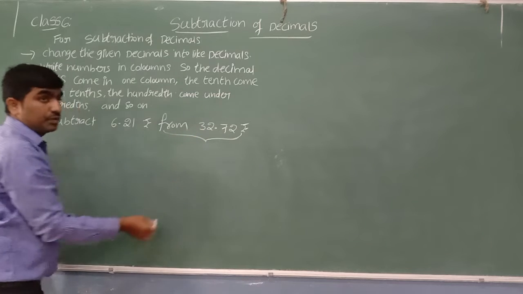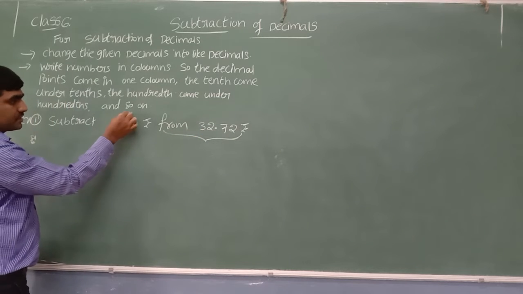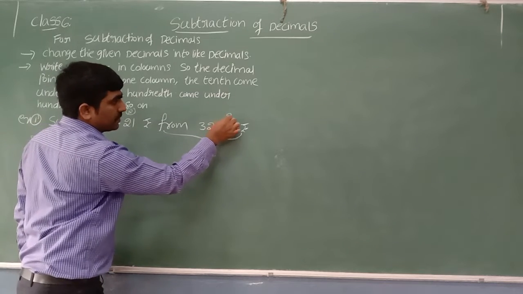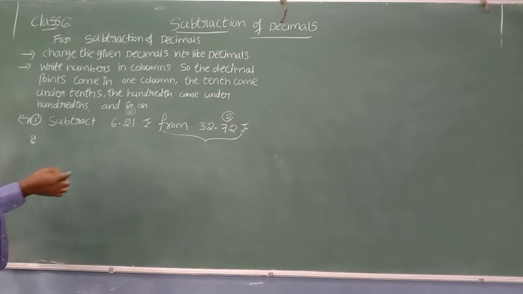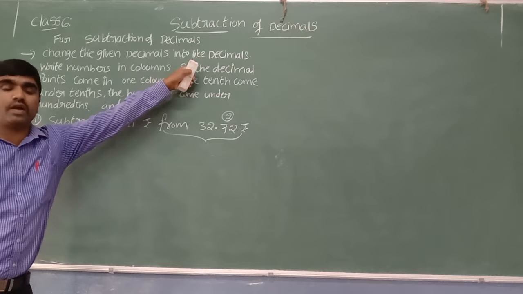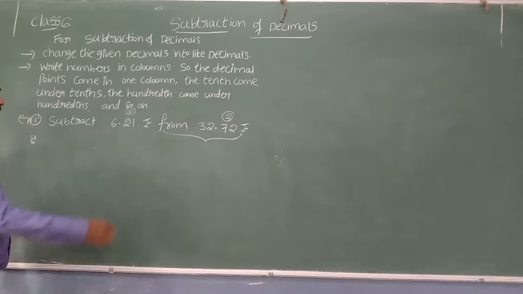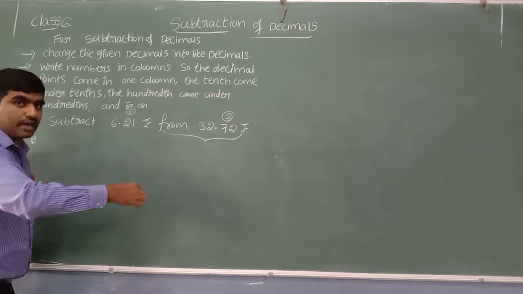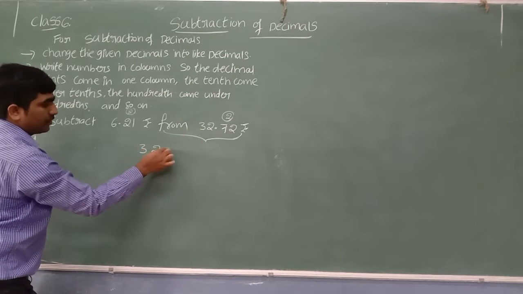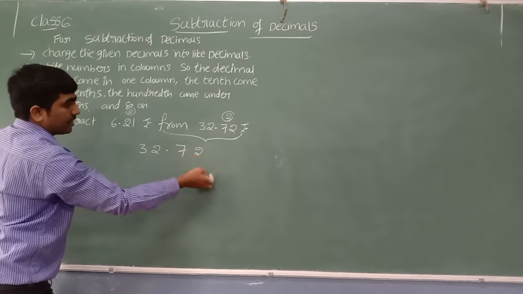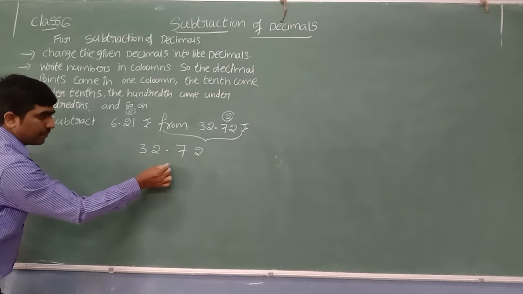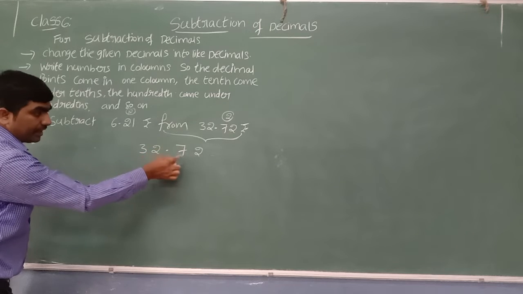6.21, 32.72. After the point there are 2 digits, I mean it has 2 decimal places. After the point 2 digits, 2 decimal places. Sir, both have the same number of decimal places. So both are called like decimals. Now, once they are like decimals, we can continue the subtraction. From the second decimal, 32.72, we need to subtract this first decimal. How? First, below the point you write the point. Below the tenths we write the tenths place.